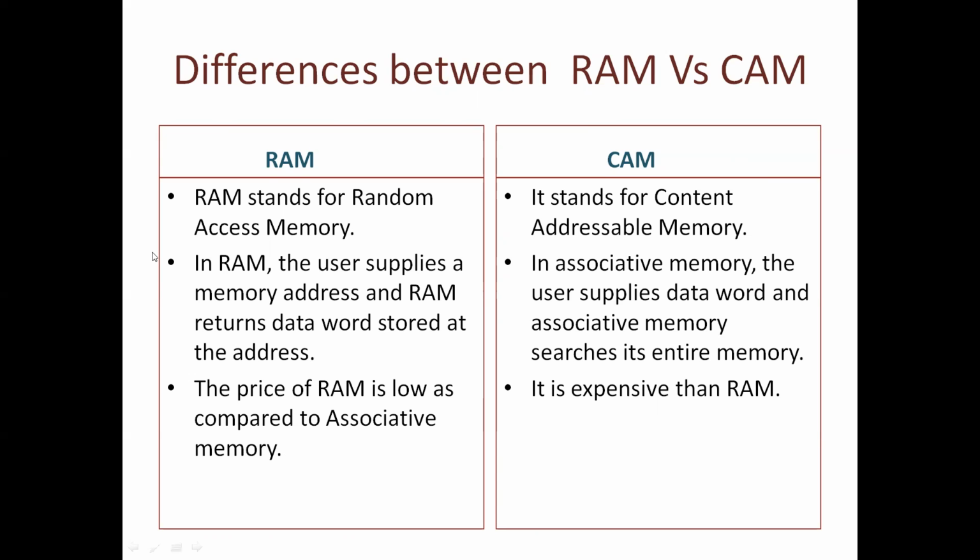Well, we see in the function of the RAM, the user supplies a memory address and RAM returns the data word stored at that address. This means we have to give a memory address location to the RAM, then it will give us the information present at that memory location. Whereas coming to the CAM, the user supplies a data word and associative memory searches its entire memory.